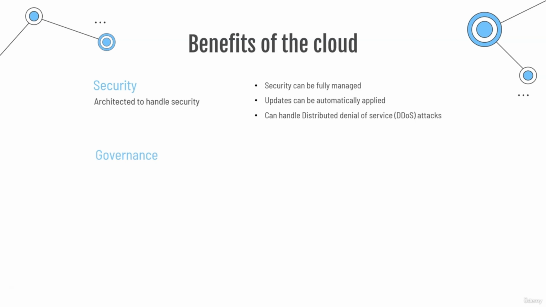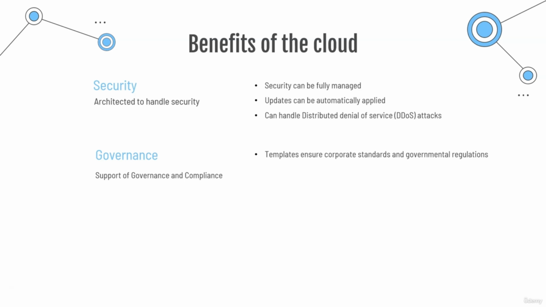Then we have governance. This is referring to support of governance and compliance. So we have templates that can be either predefined, or we can also define them ourselves. And with those templates, the resources and services can be created automatically in such a way that corporate standards or governmental regulations can be fulfilled automatically.